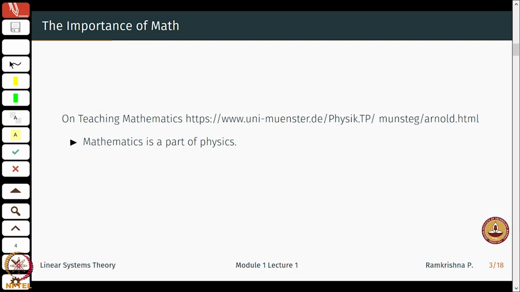Just to begin with, I'll quote something from a very nice article which you can read from this link, on teaching mathematics. This is by one of the very famous mathematical physicists of our times, V.I. Arnold, and what he says is that maths is a part of physics, right, and physics is an experimental science, a part of natural science.